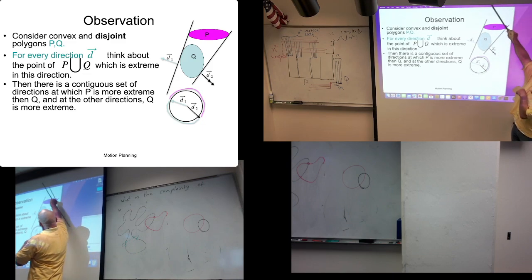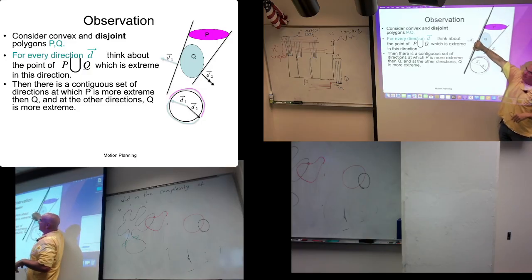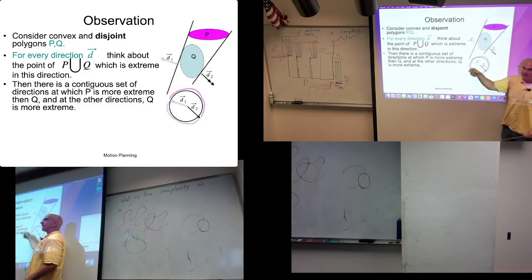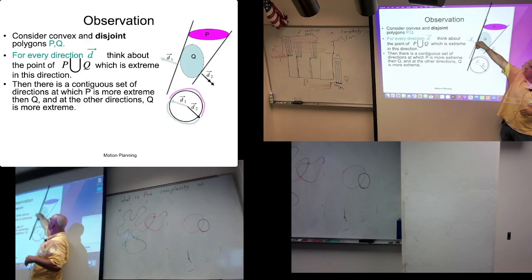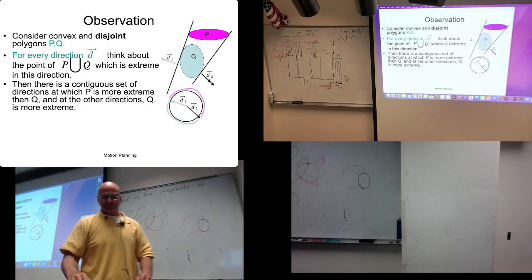And from now on, I only have points from P coming over here, that will be the extreme point, until I hit the other direction of the other common tangent, right here. And from now on, I'm just taking parts from Q.